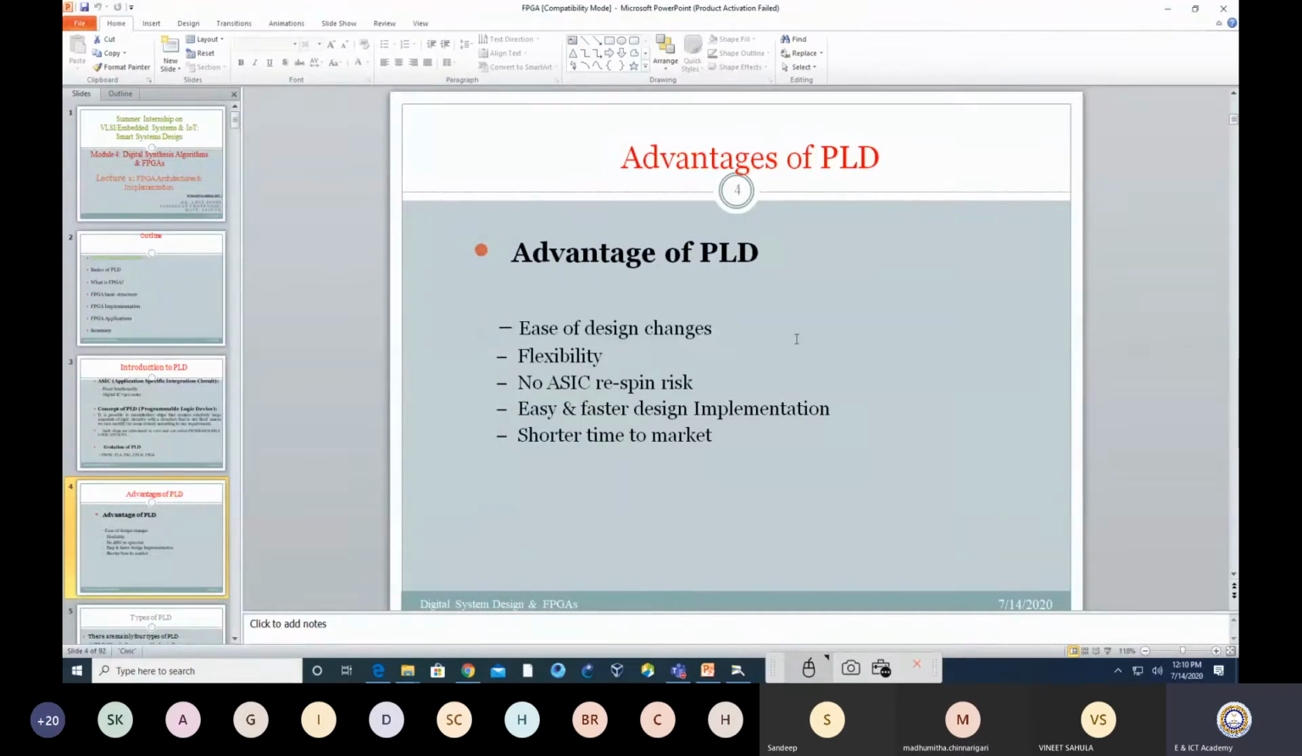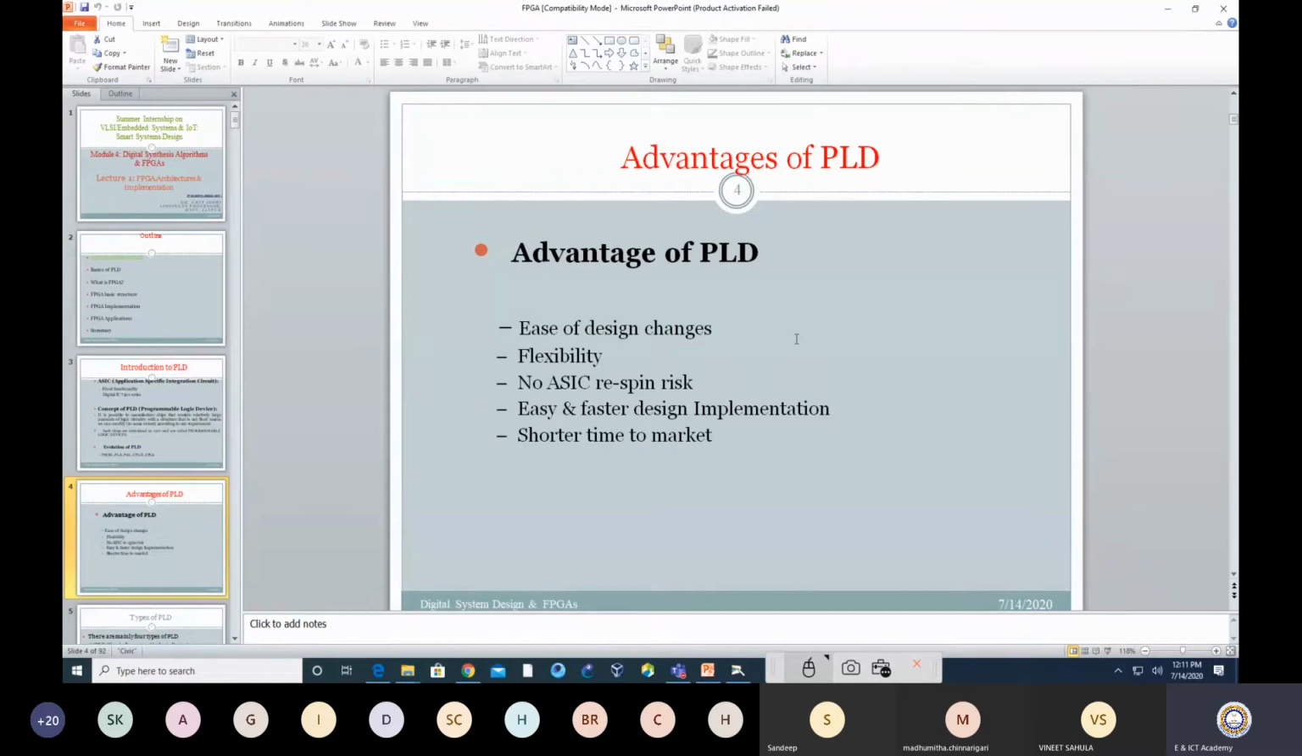But for a PLD, I can have some sort of flexibility. If after implementing on hardware I observe that this is not working correctly, I can again go back to my design, correct my code, synthesize it, and implement it on a PLD. So there is always flexibility. We can also have ease of design changes. Once I come to know that there is some mistake, I can go back and change it. There is no ASIC risk spin.